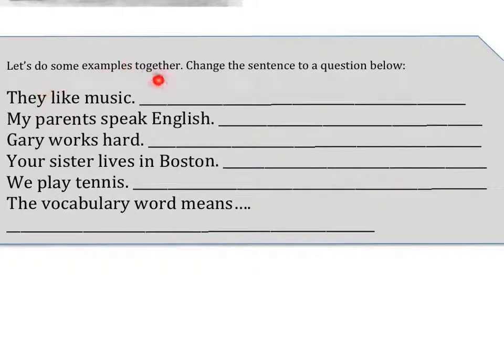So let's do some examples here together. Change the sentence to a question. They like music. Let's look at the subject here. They. Is it they do or they does? I hope you're thinking do. And now remember, we need to flip. And I'm going to write this down here as a little note. Flip. So we're going to flip. You're thinking they do, they like music as a sentence. You're going to flip it.